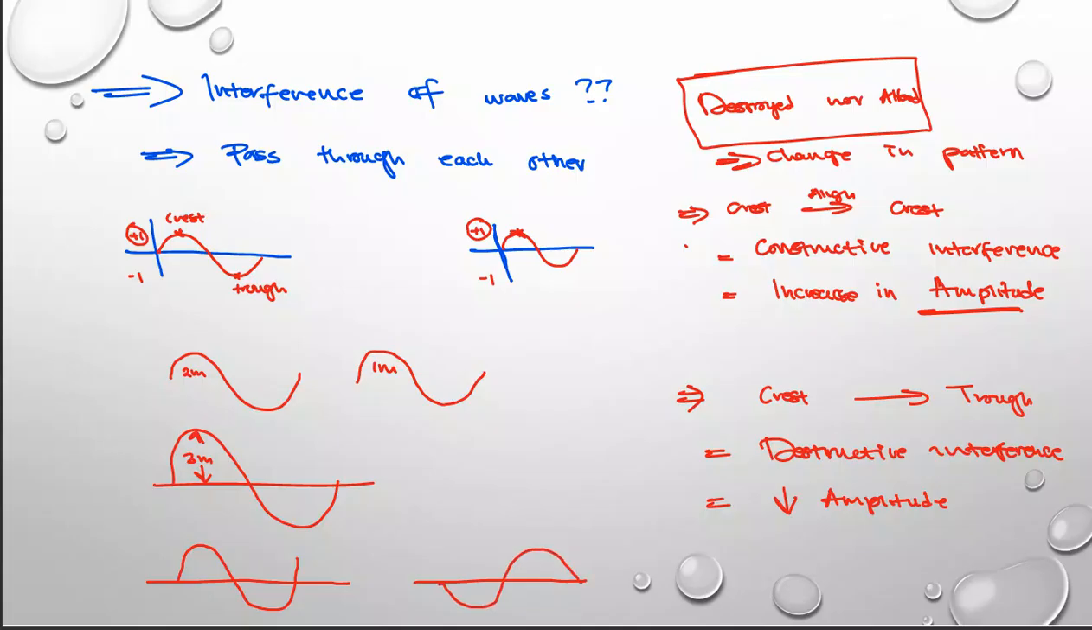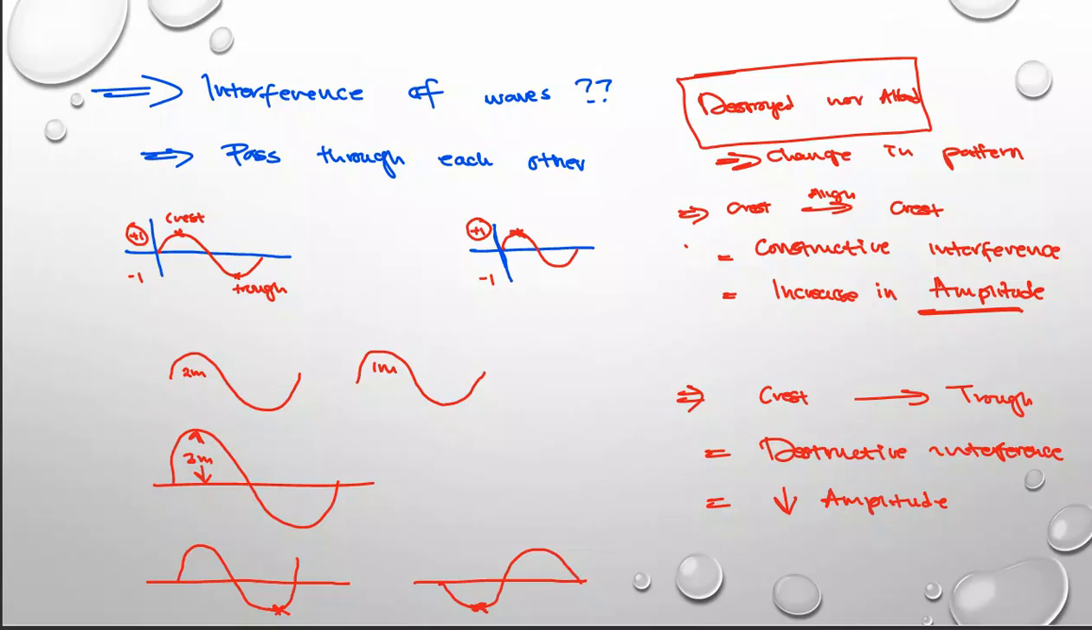You see that these two waves are out of phase in different ways. The crest is here, it is aligning with the trough here. That means to say we are going to have a destructive interference where the amplitudes are going to be subtracted, and you are going to have a deduction in the what? In the amplitude. That is the one thing you have to appreciate.